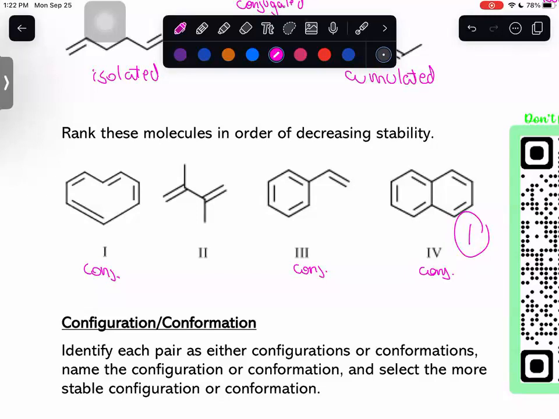We've established that 4 is the most stable of all. 3 is going to be the second most stable, first of all, because we don't have a lot of ring strain in that molecule. We have to consider everything for stability. So we're forgetting about that.